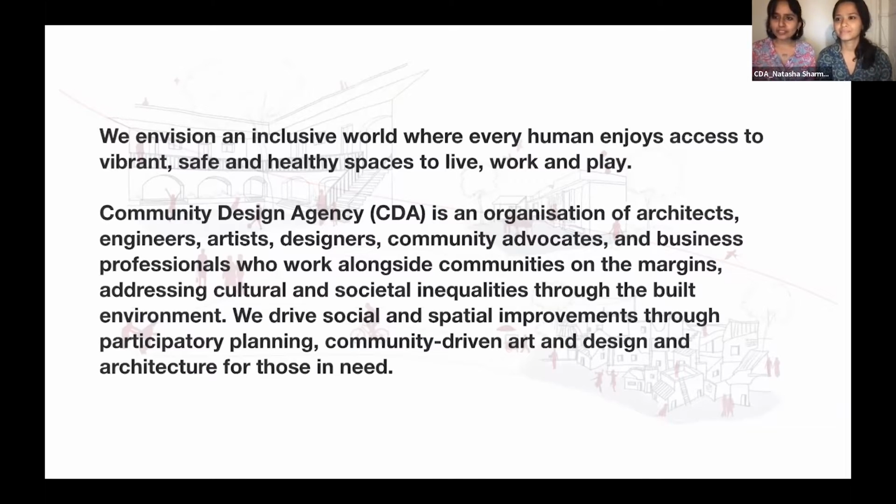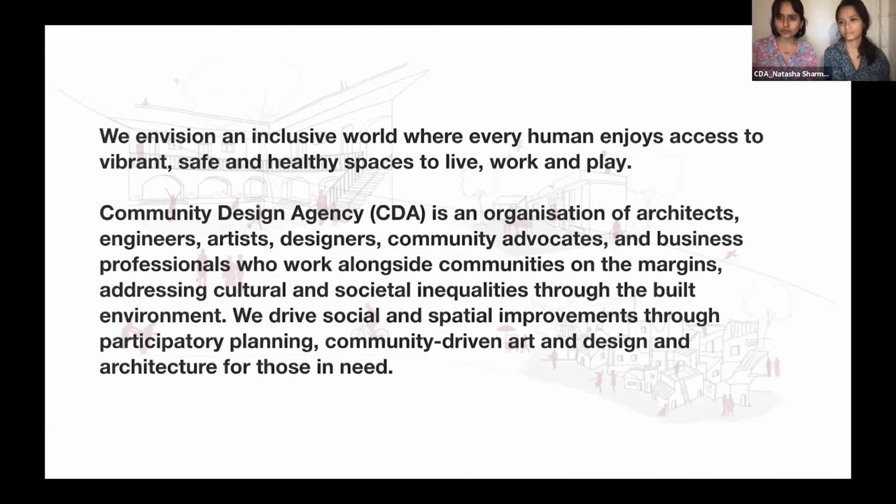The theme language in the city seems so fitting because a lot of our work is around working with communities and coming up with a cohesive language which does not leave anybody out of its ambit. And this is what we would like to do today.